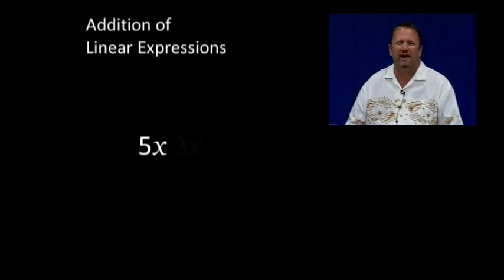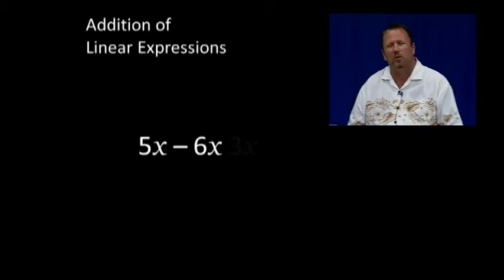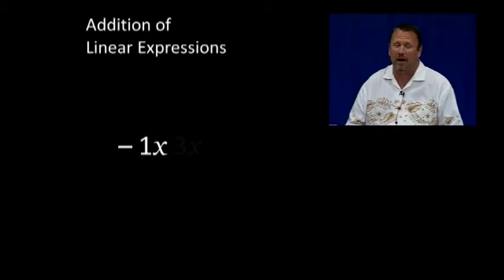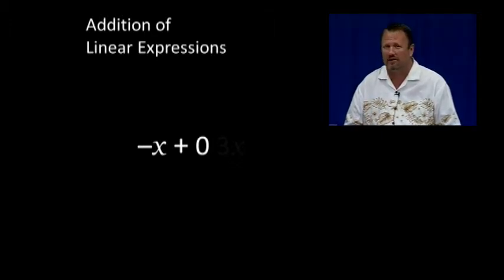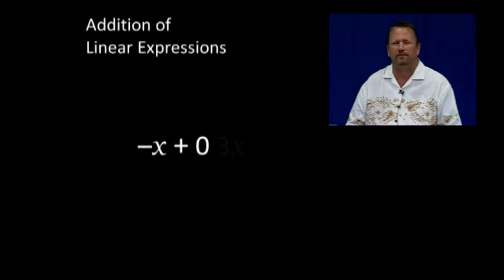We can take our 5x and subtract 6x. Well, we know that 5 minus 6 is equal to minus 1. So 5x minus 6x is the same thing as minus 1x, which is the same thing as minus x. And remember, that's the same thing as minus x plus 0. So again, no matter how we add or subtract the coefficients of x, the constant does not change.